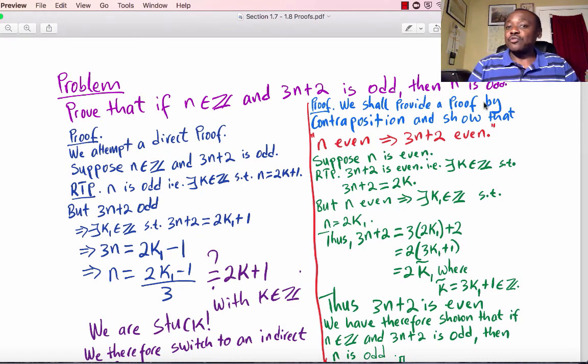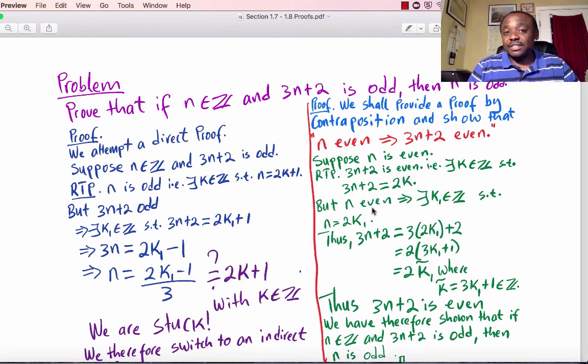So we shall provide a proof by contraposition and show that, remember, the contrapositive of 3n plus 2 odd implies n odd would be n even implies 3n plus 2 even. So we're going to use a direct proof on the contrapositive of P implies Q. And if we can prove that to be true, then we can assume that our original problem, P implies Q, is true and we're done. So suppose n is even. We are required to prove that 3n plus 2 is even.